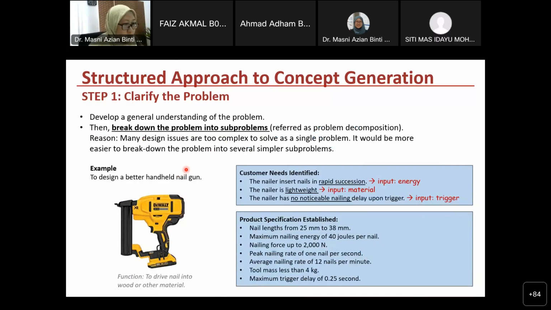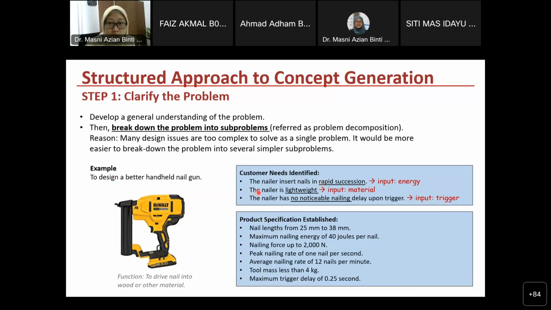Alright, so now we want to break down the problem. The issue now is, when we want to design a better nail gun, we get feedback from the customer. So based on the interview or the survey, you will get some interpreted needs, what the customer wants. Normally customers want something fast. Nailer inserts nail, nailer is actually the nail gun. So basically they want this machine to be able to insert the nails in rapid succession. It will exert some kind of energy like the movement of a hammer but in a mechanized way. They want it done in rapid succession.